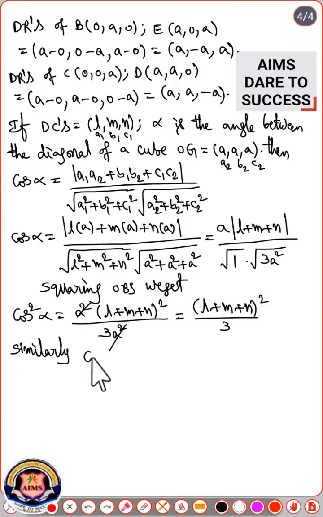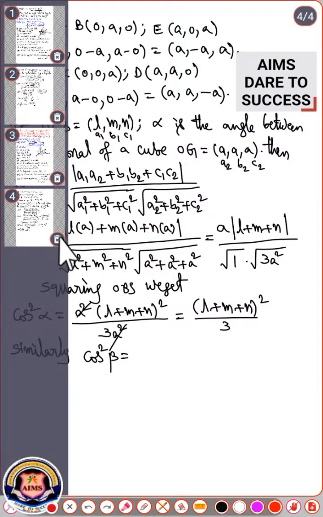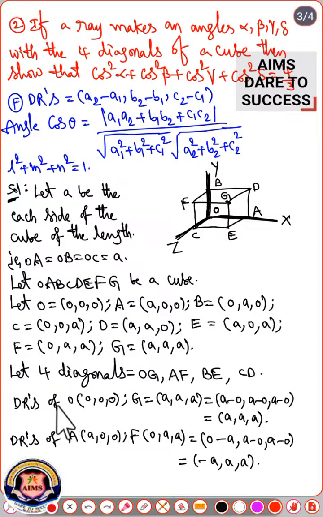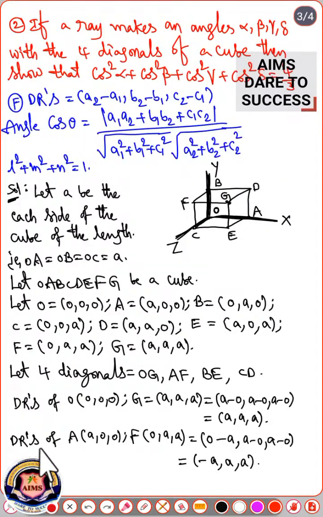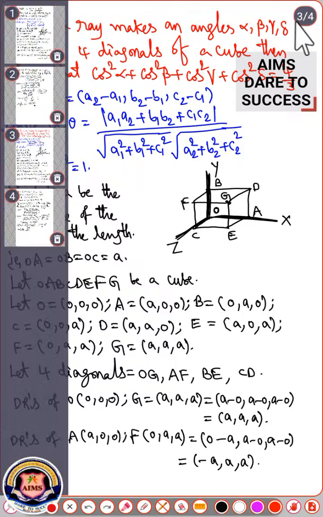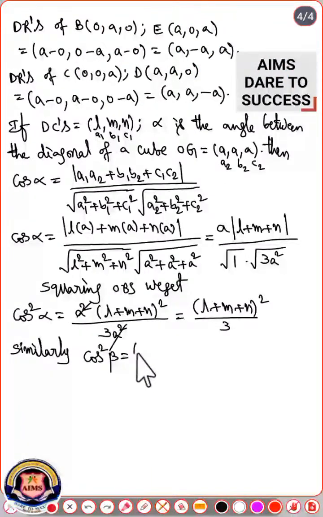Okay? So similarly, cos square beta is equal to, how do you write, my dear children? Here it is very easy. The direction ratio of OG has all positive values, that's why for cos square alpha all values inside the bracket in the numerator are positive. For beta, for the direction ratio of AF, the first part has a minus symbol, so you continue as it is: cos square beta is equal to minus L plus M plus N whole square by 3.